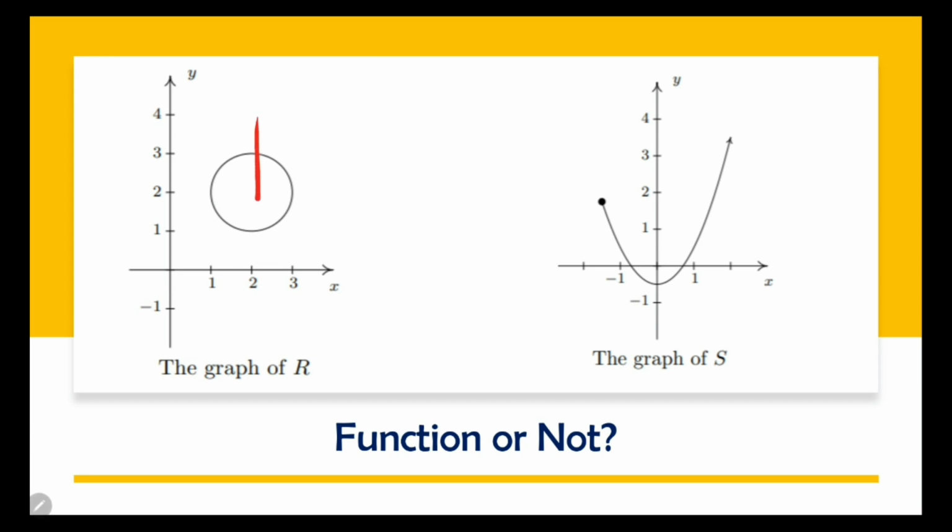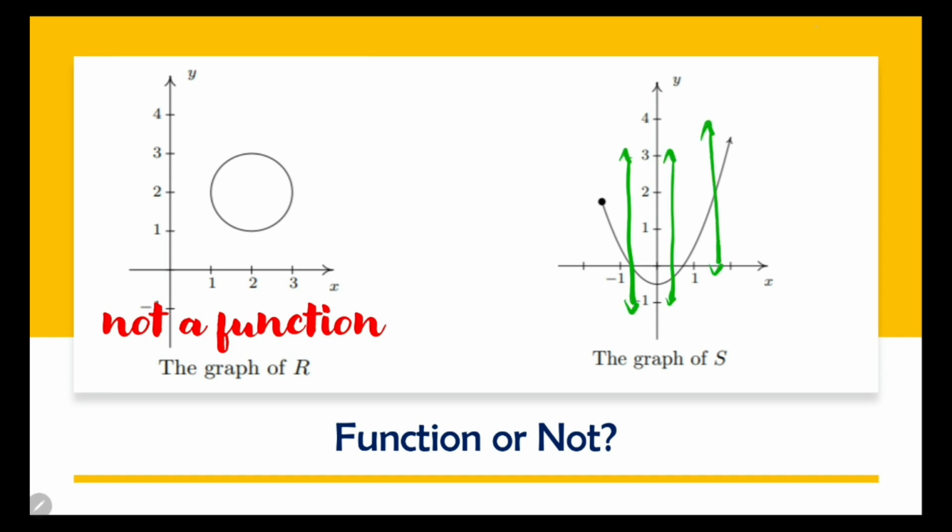Now, let's take a look at the following graphs. If we draw a line in graph R, the vertical line intersects the graph at 2 points. Therefore, graph R is not a function. For graph S, if we draw a vertical line, we can see that they only intersect once. Therefore, graph S is a function.